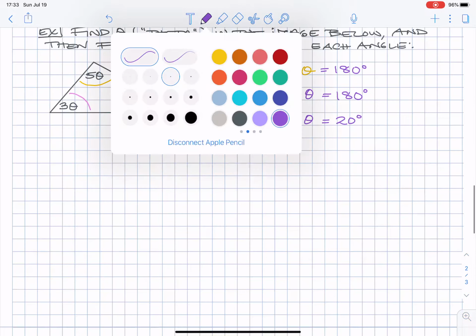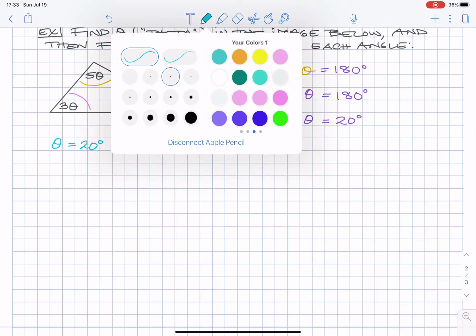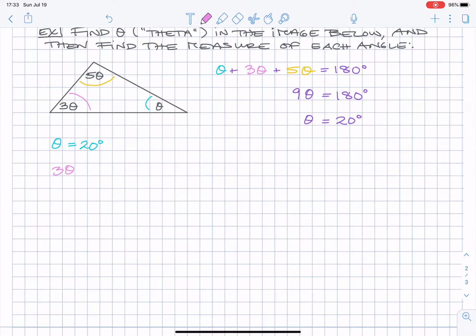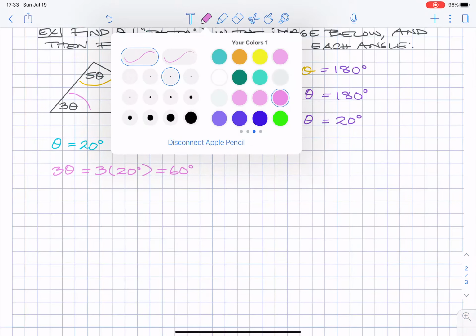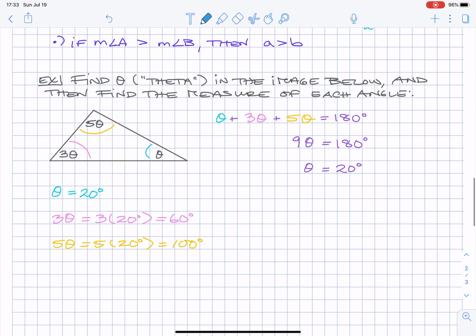Okay, so that means that theta, the blue angle, is just 20 degrees. But 3 theta, the pink angle, is going to be 3 times 20, which is 60 degrees. And then 5 theta will be 5 times 20 degrees, which is 100 degrees. So 100 plus 60 plus 20 is 180. Okay, so there we go. That's how we found the measure of each angle in this triangle.